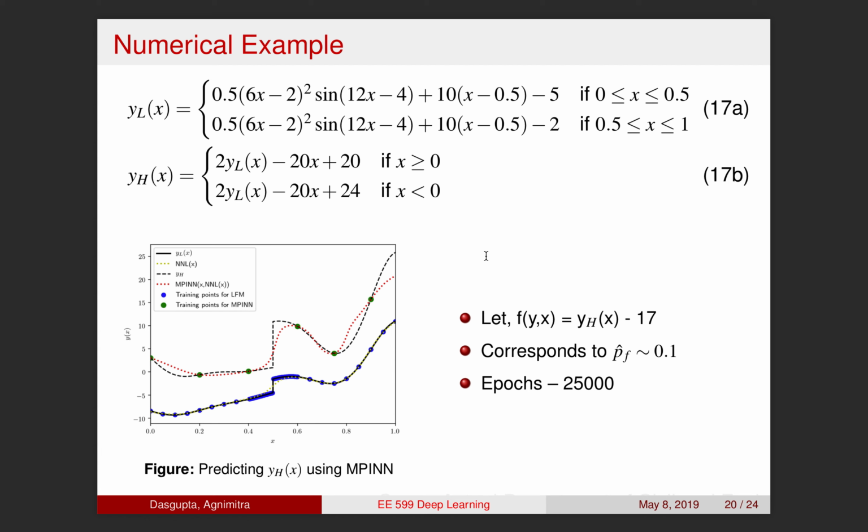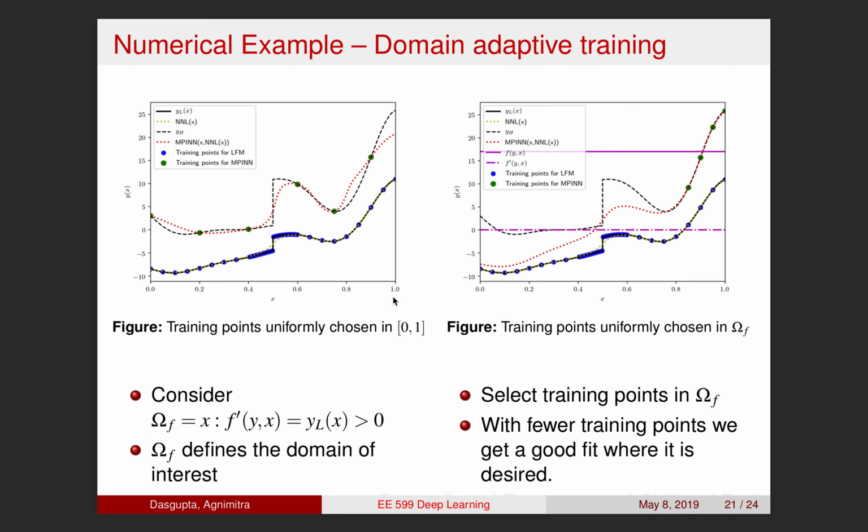To this end, we revisit the previous example of jump functions, where we define failure to happen when the high fidelity response exceeds a value of 17. Right. And we see that in the previous case, we would not have been able to accurately predict the failure probability using our models. However, there is a saving grace. We do not need the high fidelity neural networks or the physics-informed neural networks to work very well over the entire domain. We just need them to work very well near the failure domain, near the failure surface.